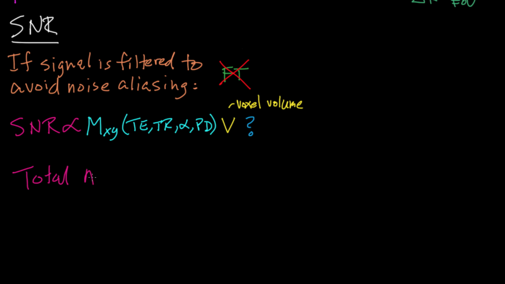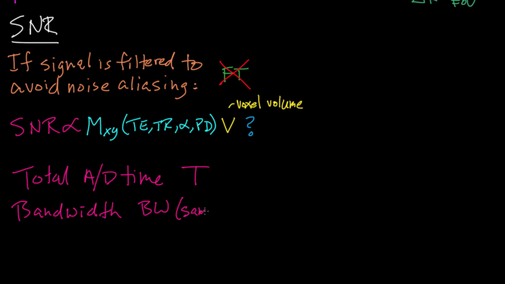So for an imaging pulse sequence, if you look at the total time that the analog to digital converter is on, we'll call that T, acquired at a sampling rate characterized by bandwidth BW, the total number of samples n is just T times BW. Now effectively what we do with those n samples is just average them all together. So let's try to calculate the signal-to-noise ratio of that sum.